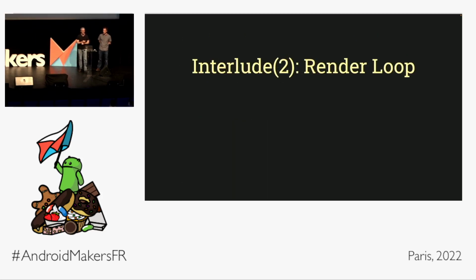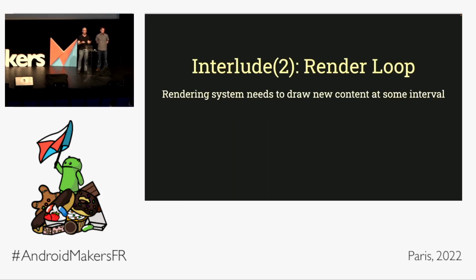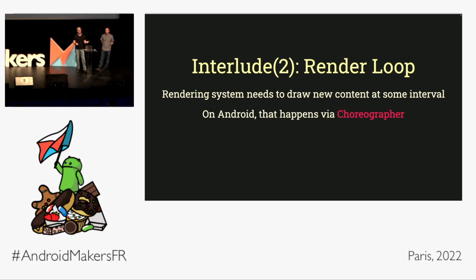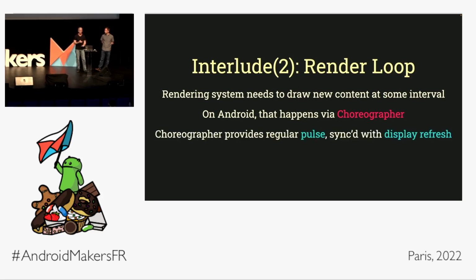All right, now let's talk about the rendering loop. Any rendering system needs some sort of pulse, some sort of way to actually know when to draw stuff on the screen. In Android, that is handled via Choreographer. This is basically the timing pulse, the life pulse of Android. It runs on the vertical refresh rate, and every device has a potentially different refresh rate. Some of them have multiple refresh rates.